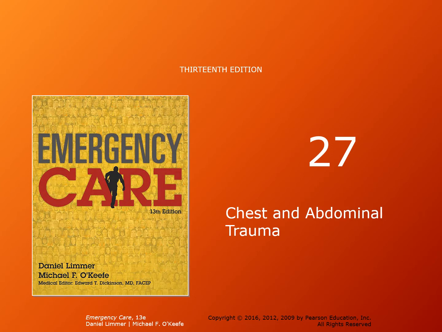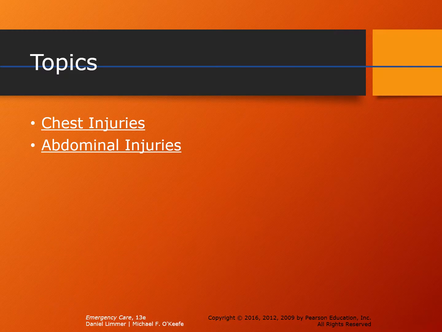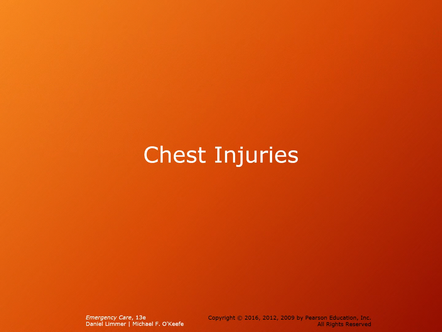Today we're going to be talking about chest and abdominal trauma. It's going to be chapter 27 in the 13th edition of Emergency Care, our Pearson EMT textbook. The broad topics that we're going to be talking about today are going to be chest injuries and abdominal injuries, and this will all relate back to trauma. So let's start with chest.